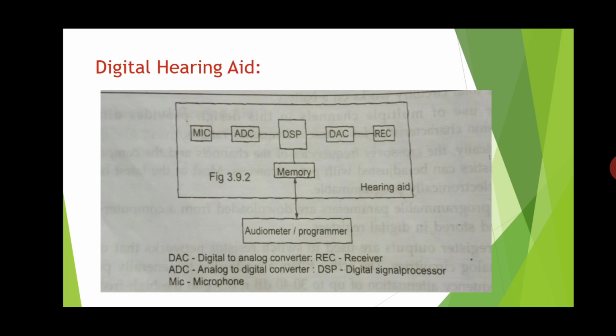And this is the block diagram of the digital hearing aid; it comes for 6 marks. In this diagram, the main parts are DAC, DSP, ADC, receiver, memory port, and a mic. MIC means microphone, ADC means analog to digital converter, DAC means digital to analog converter, DSP is nothing but the digital signal processor, and REC means receiver. So those are the main parts.